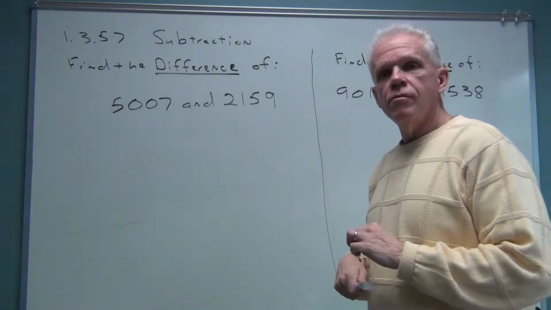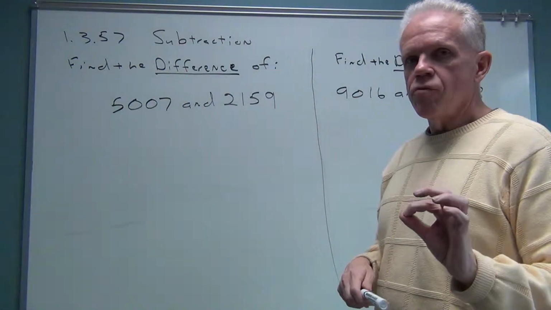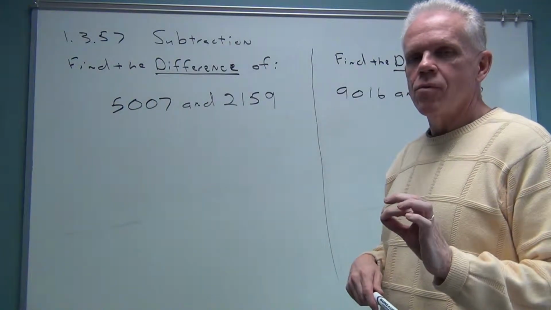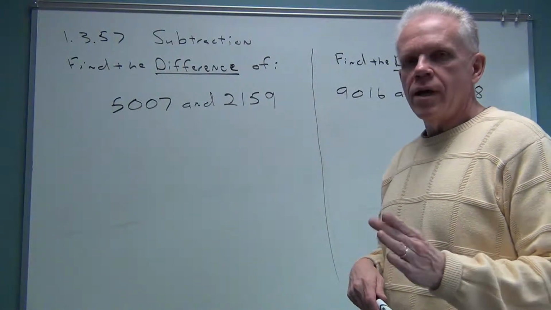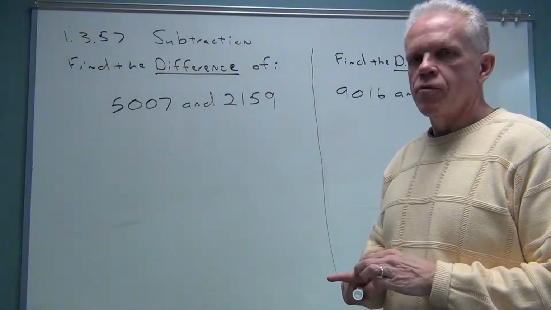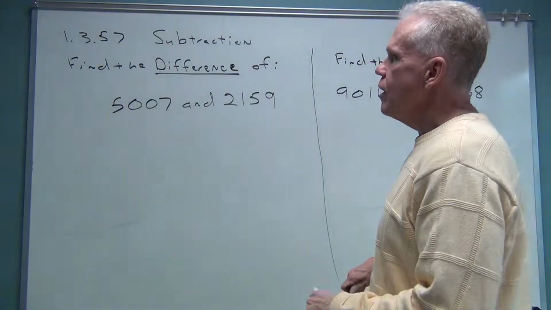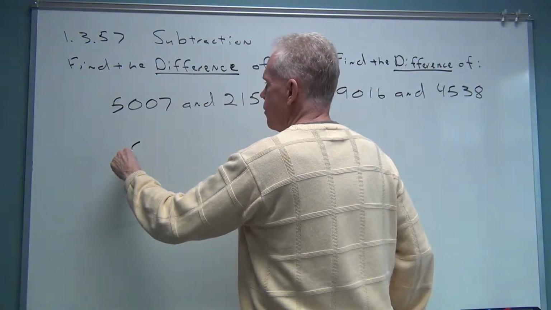Now to do subtraction, much like addition, we'll set up column form. The one thing that's different is subtraction must be done in the proper order. It can't be switched. Subtraction is not commutative. We cannot switch the order of the numbers we're subtracting. We must take them in the order that we're given. So when we find this difference, we're going to set up column form.